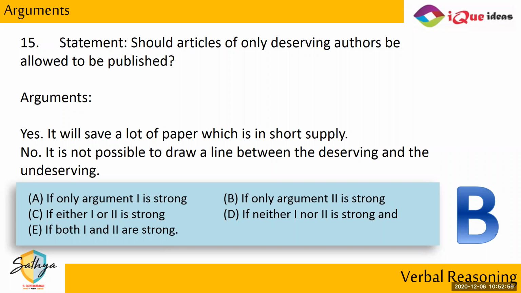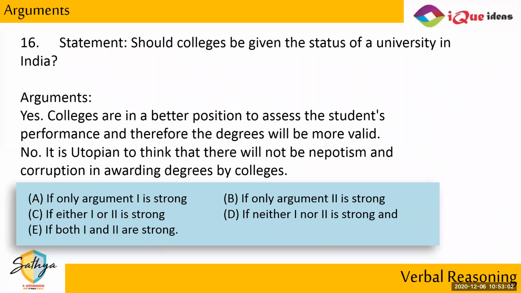Next one. Should colleges be given the status of a university in India? I hope you know the difference between a college and a university. A college is a single institution, a single entity. A university is a much larger thing. Colleges fall under universities, and it is the university which has the authority to give degrees and diplomas. Colleges can't give you degrees and diplomas. Universities can give you a degree.